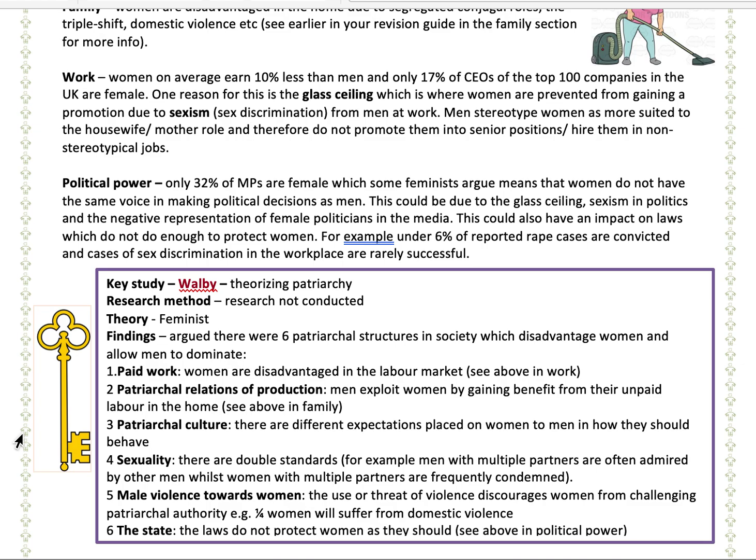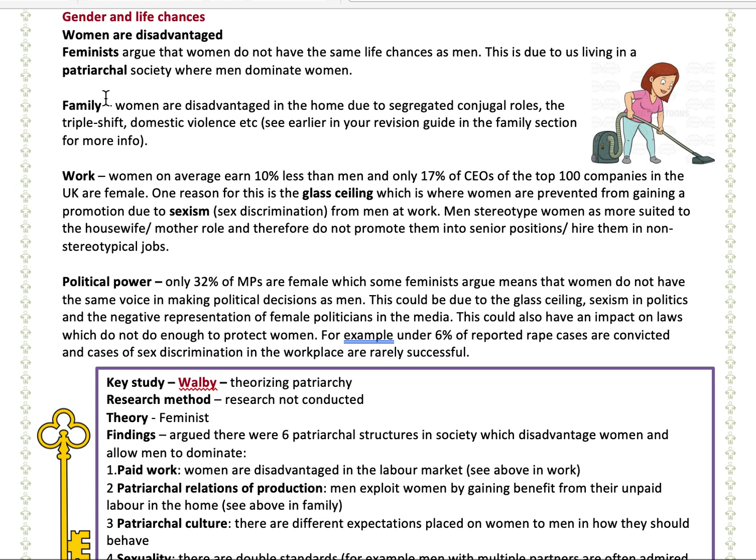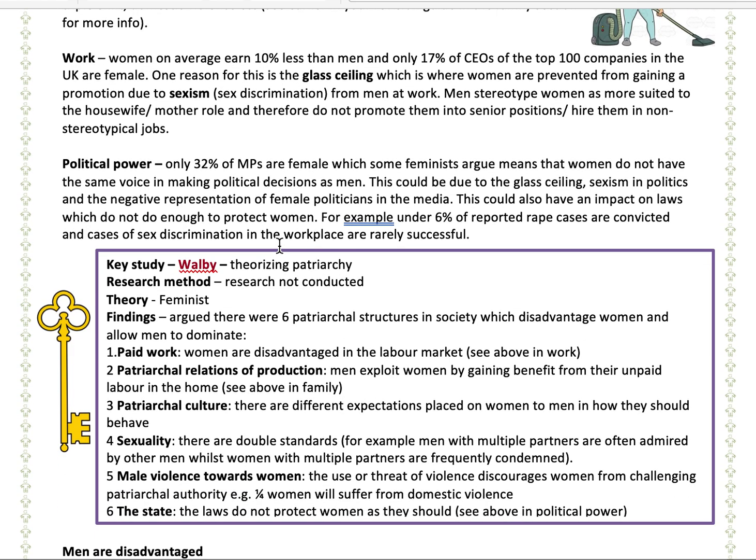So you can talk about paid work, obviously, so you can refer to the pay gap, you can refer to the glass ceiling, sexism, sex discrimination, etc. You can refer to the family, so these things here: domestic violence, segregated conjugal roles, triple shift. The state, so laws not protecting women, so you can use this idea only 32% of MPs are female.